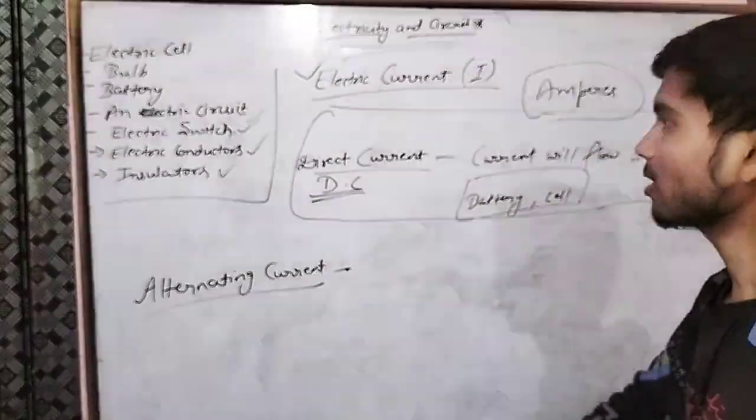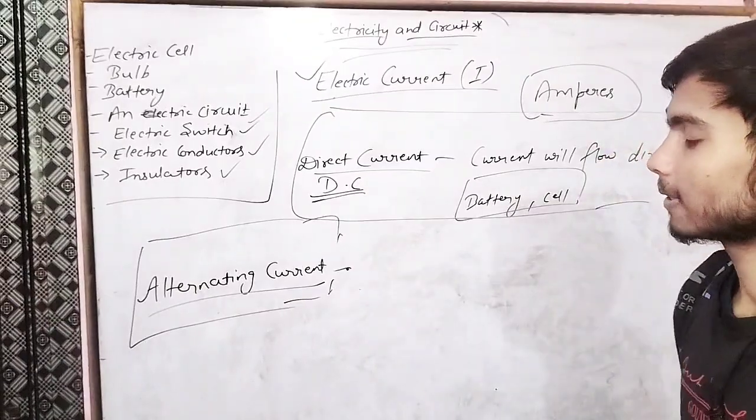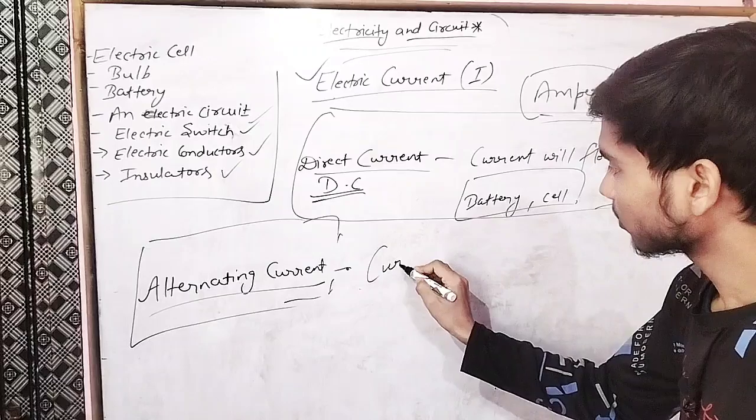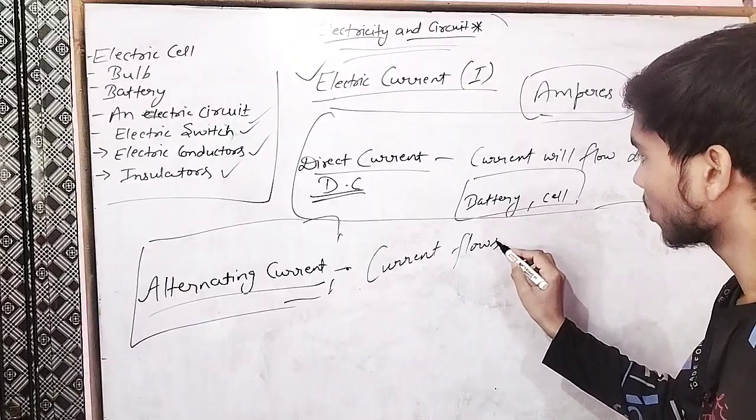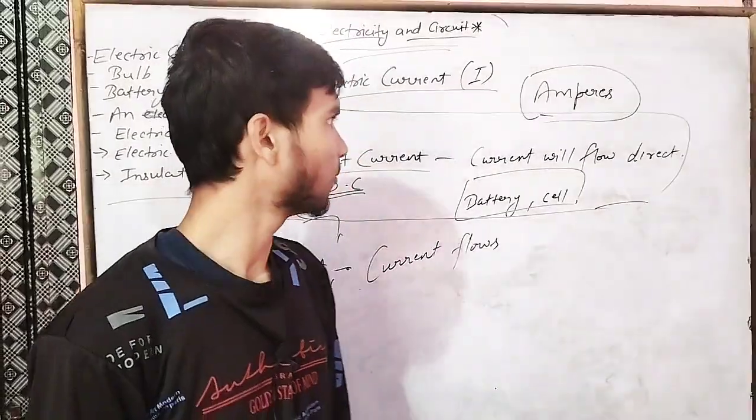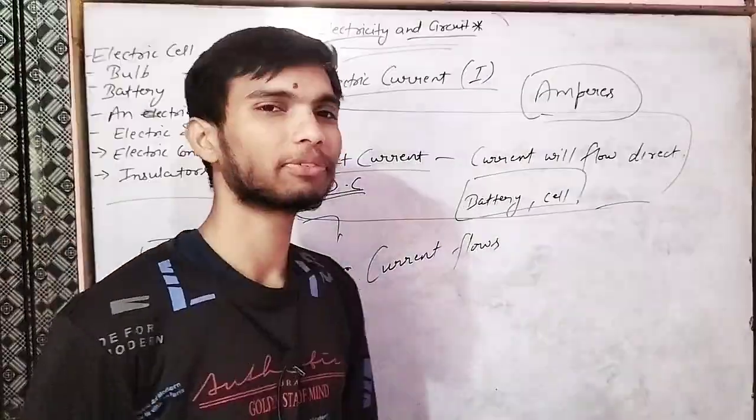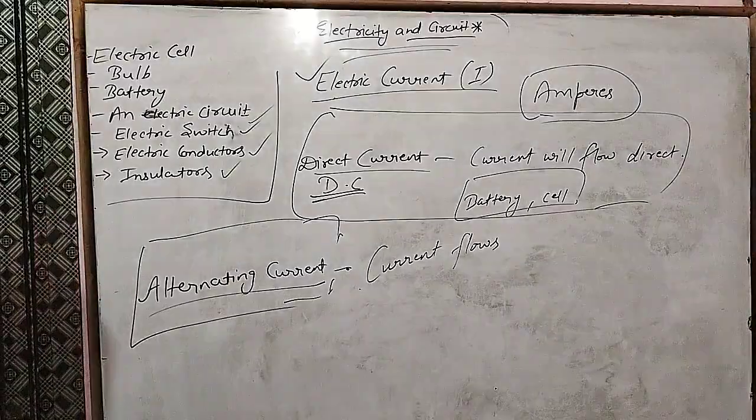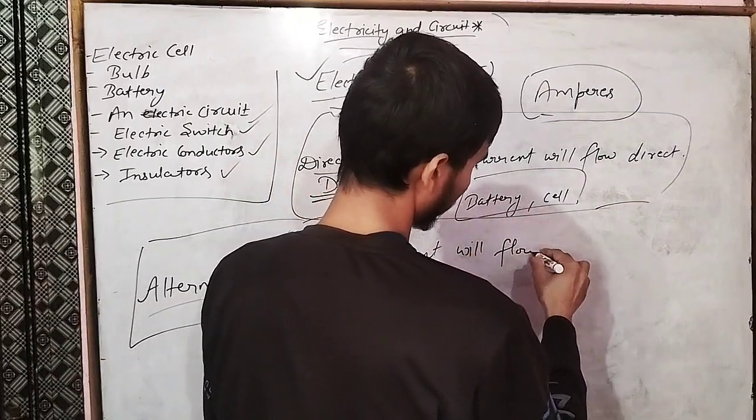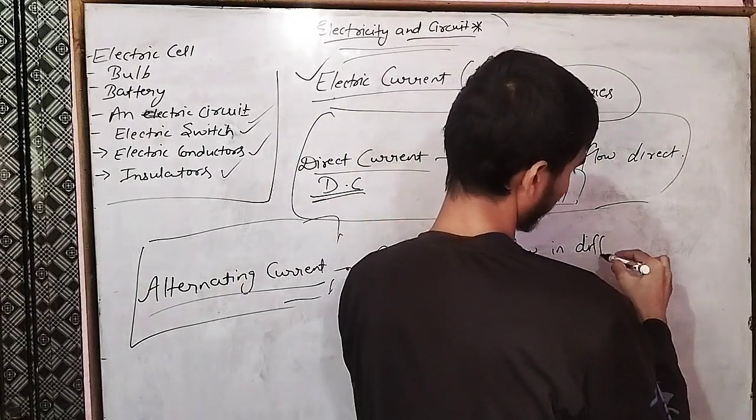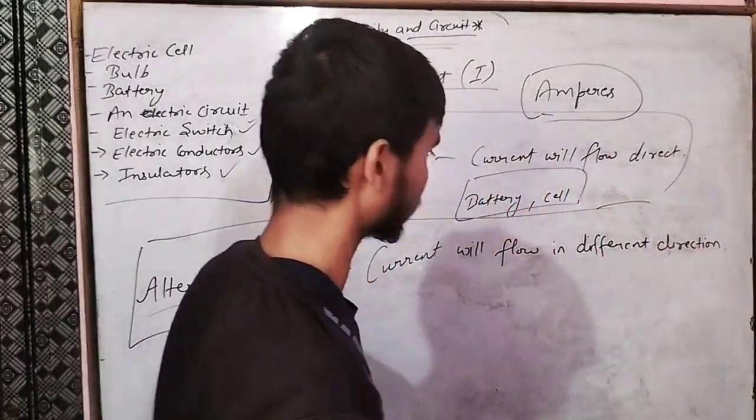So this is used in normal devices. This was a definition for normal devices. Now alternating current. Current flows without what? Without direct. It will come in a different direction. Current will flow in a different direction.